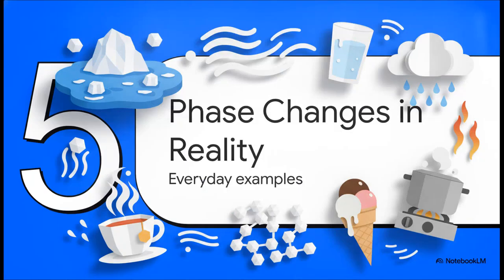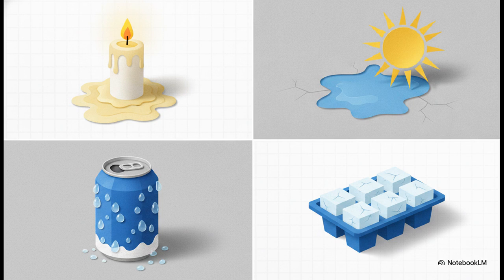And finally, section 5, phase changes in reality. Let's ground this in the real world. So we've spent a lot of time zoomed way in on abstract theory. Now let's zoom back out to your macroscopic daily life. So the crucial point is applying what we've learned.